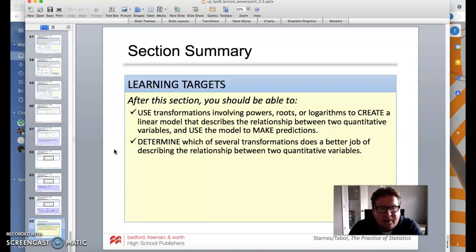So once again, what we're trying to do in this section is use transformations involving powers, roots, and logarithms to create a linear model. That allows us to use our regression models to make predictions, and then to be able to tell which transformation does a better job. And a lot of times it's looking at that residual plot. Whichever one's most random, and doesn't maintain that curve pattern, that's the one you're going to want to use.